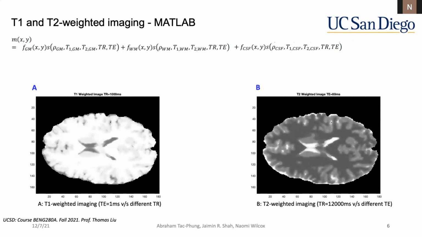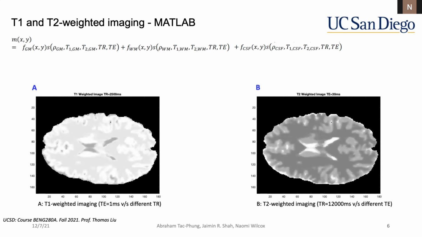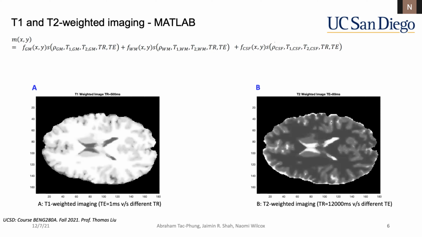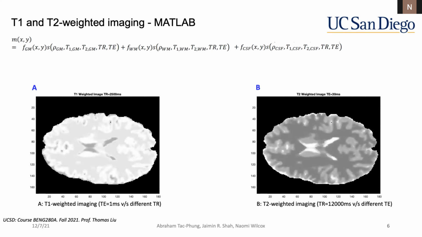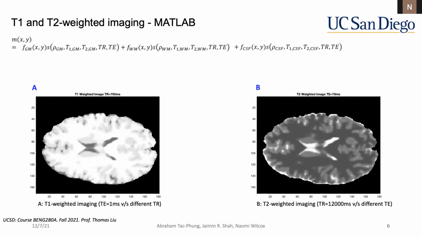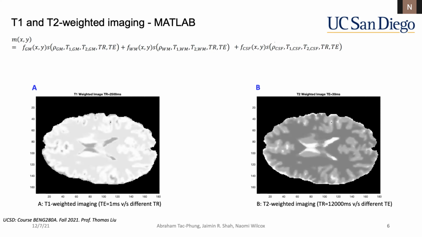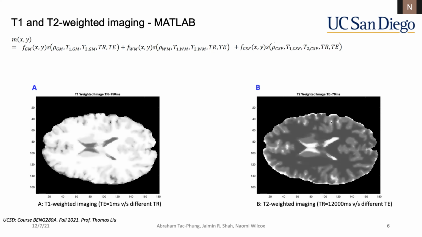Okay. So this last one, we've seen this equation before, but it's producing the signal using the partial weighted images. On the left, we have the T1 weighted image. Here we're fixing a TE value of around 1 millisecond, and as we vary the TR, the contrast increases. Then on the right, figure B is a similar exercise, but here we're fixing TR to 12,000 milliseconds and varying TE to get different contrast.